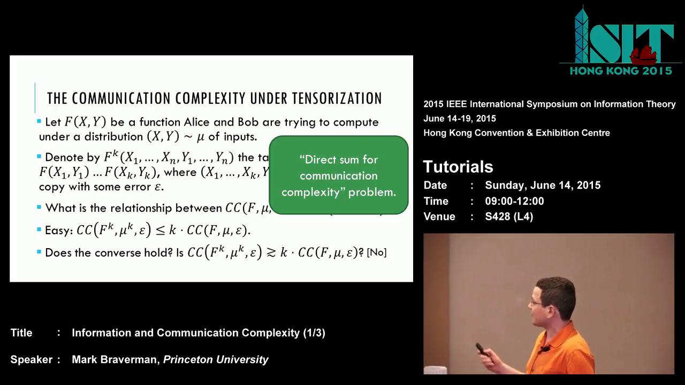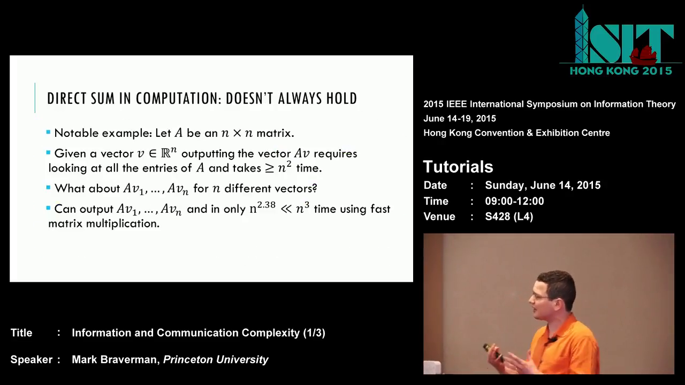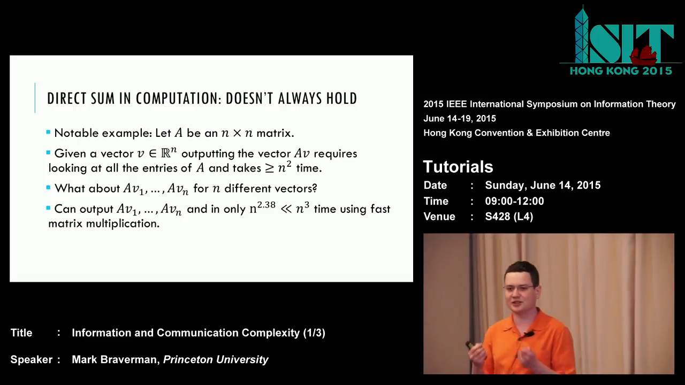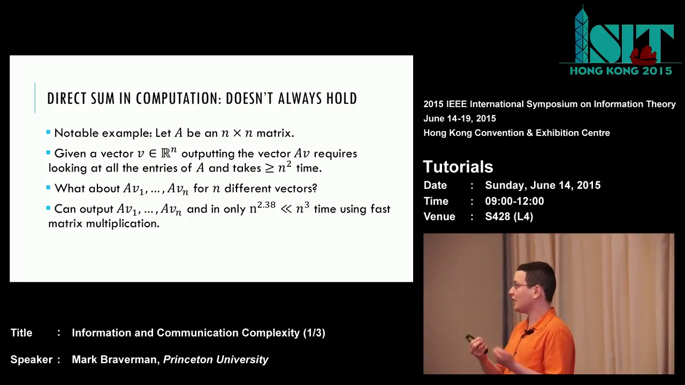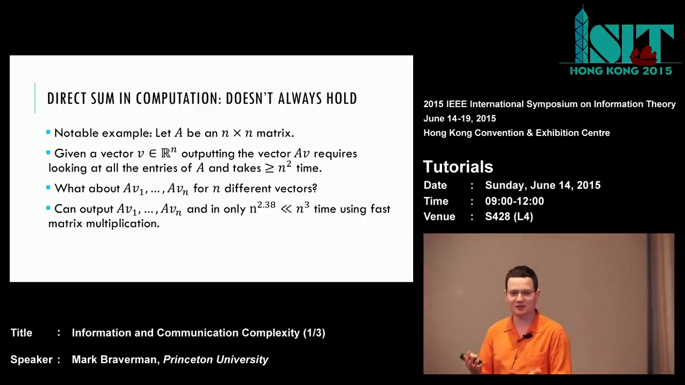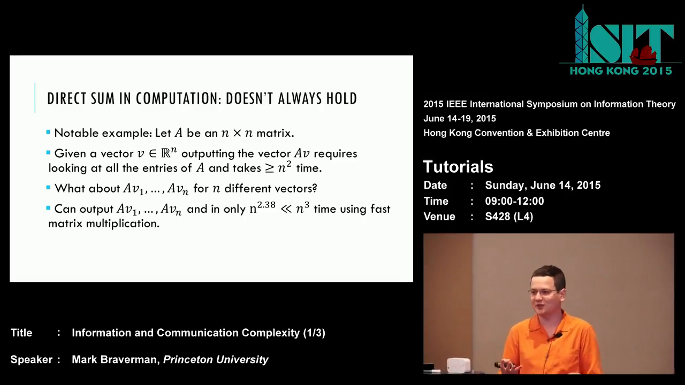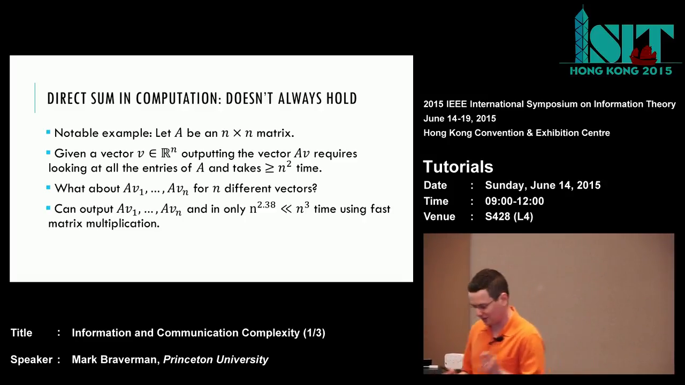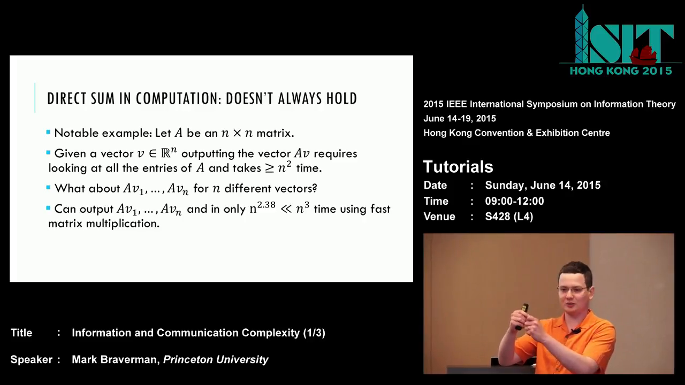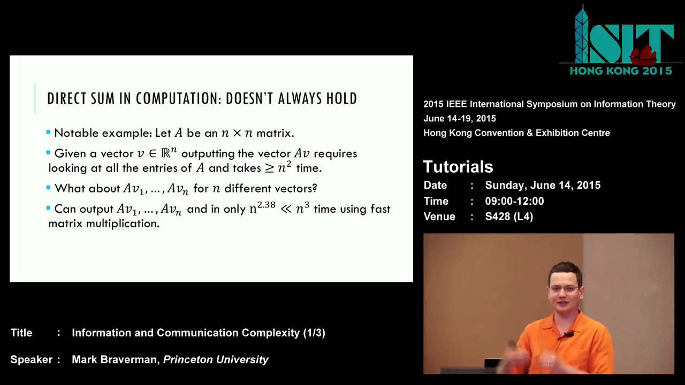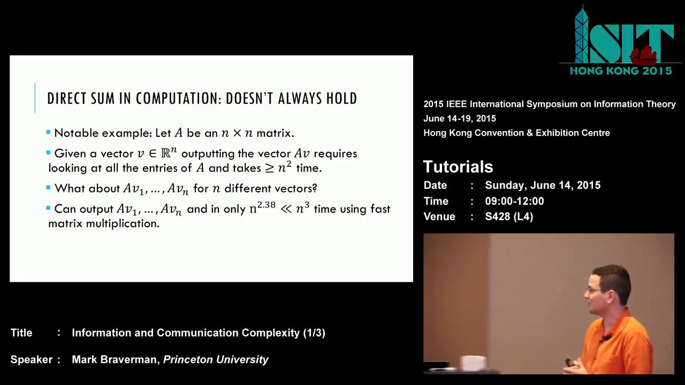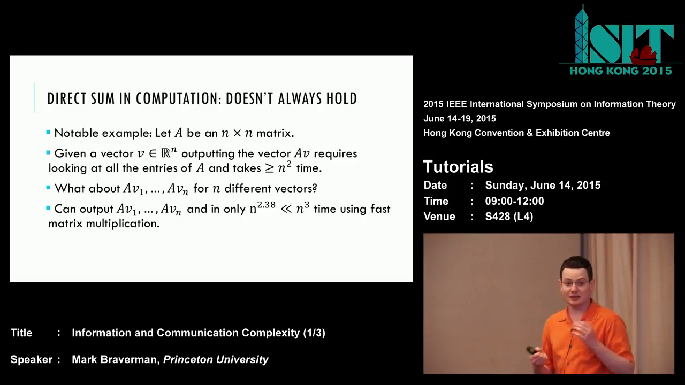Direct sum comes up in computational complexity because it's a tool for making hard problems harder, which sounds bad until you realize you want to actually prove lower bounds. So you manage to prove some little lower bound and you want to amplify it. Forcing someone to do many copies of a problem is one way to amplify the hardness.